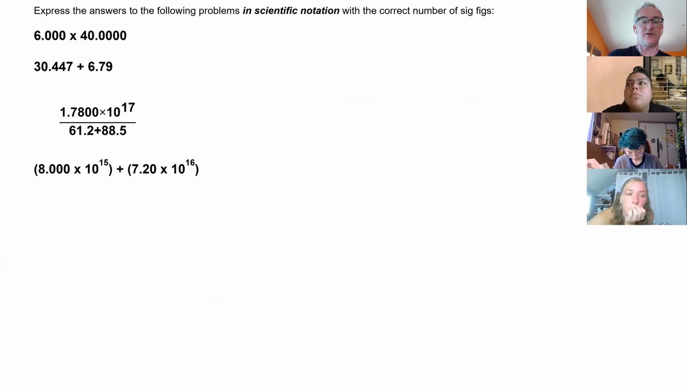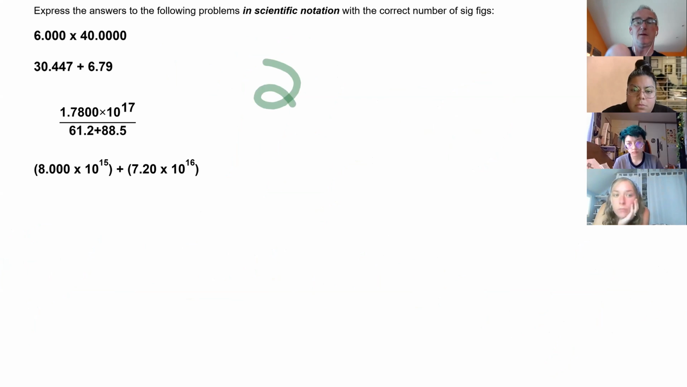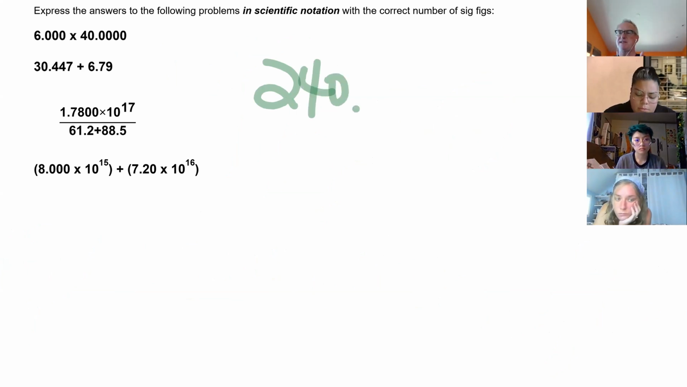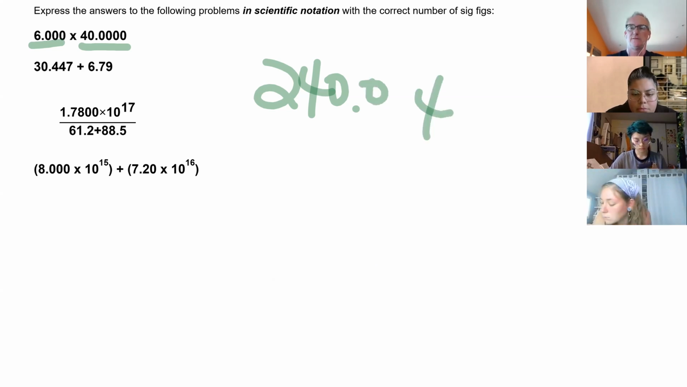So let's do the first one here. Since we're multiplying these two numbers, what's our answer going to be? 240. Yeah, so 240. So we do that part. But how many significant digits can we have in our answer? 4. We can only have 4. With the 40 we've got 6, but with the 6 we've only got 4. So what's my final answer going to be? 240.0. That's right. So 4 sig figs.